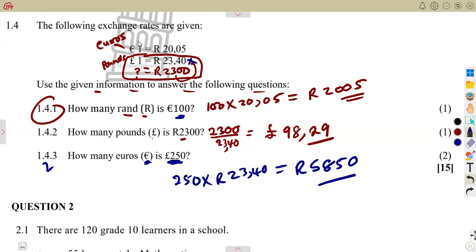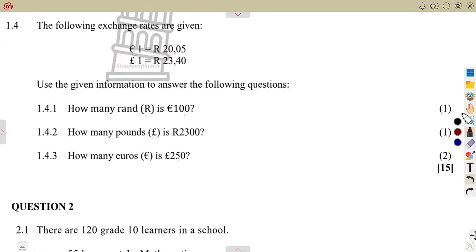But how many euros do we have, if per each euro that we have, it is equivalent to 20,05? So we are simply going to divide 5,850 by 20.05. That's determining the number of euros that are going to be affected. And that was going to be 291.77 euros. So we can simply make a straightforward conversion in that case.